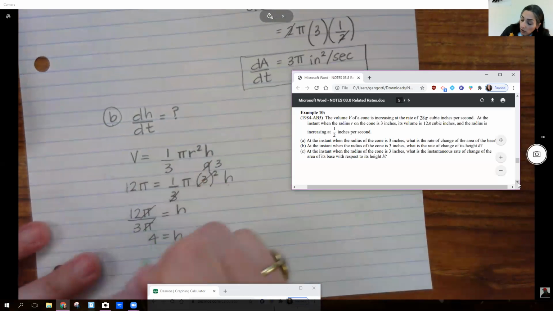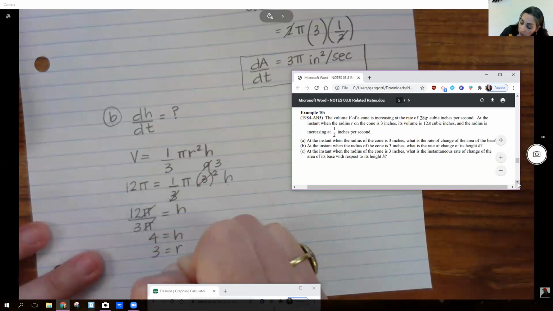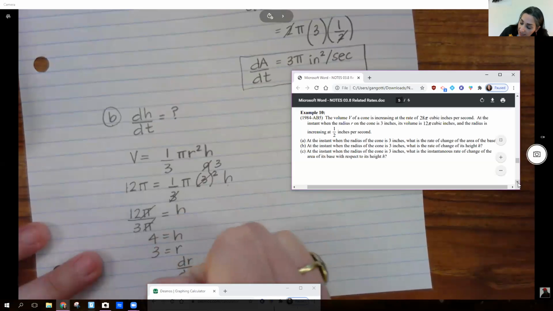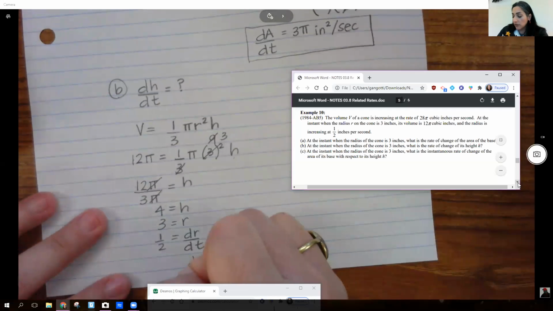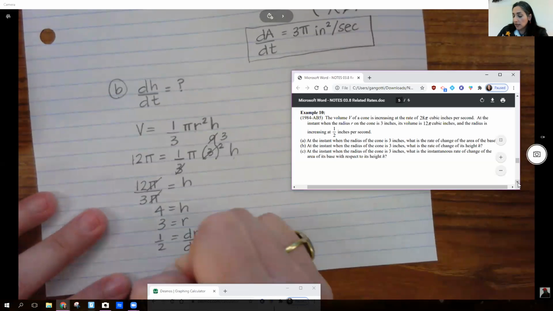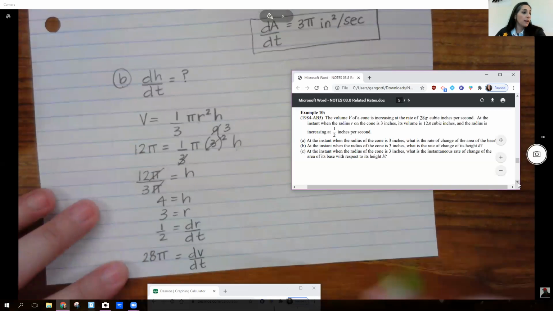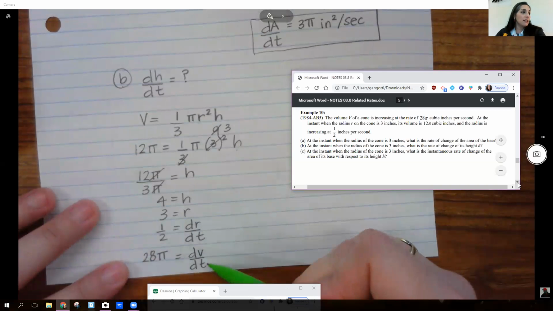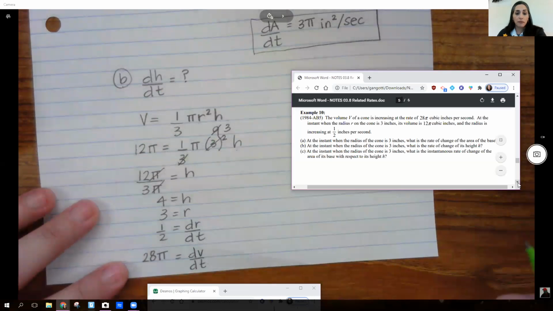So I know h is 4, I know r is 3, I know that dr/dt is 1/2. Oh, and I know dV/dt is 28 pi. Okay, I think I've got everything I need so that I can do dH/dt now.